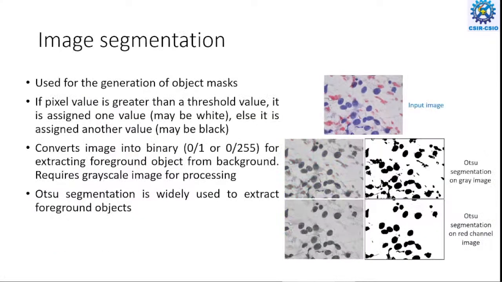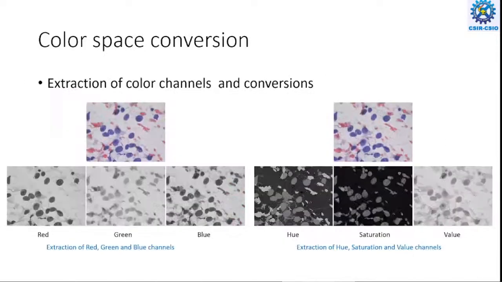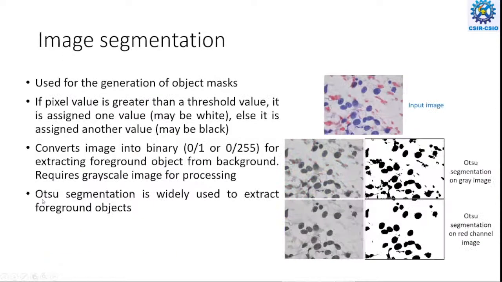Then we'll talk about image segmentation. Basically, from the input image, we can take out different color channels, or we can use the grayscale image to segment out the region of interest which is required for our analysis. Here we are showing two examples. In one example, we are showing the segmentation of the gray channel. In the other, we are showing the segmentation of the red channel image. As we discussed earlier, the red channel is extracted, and then we segment that red channel to get the cells.